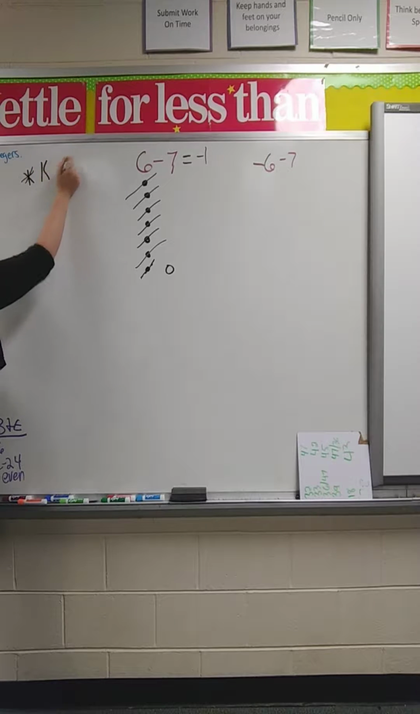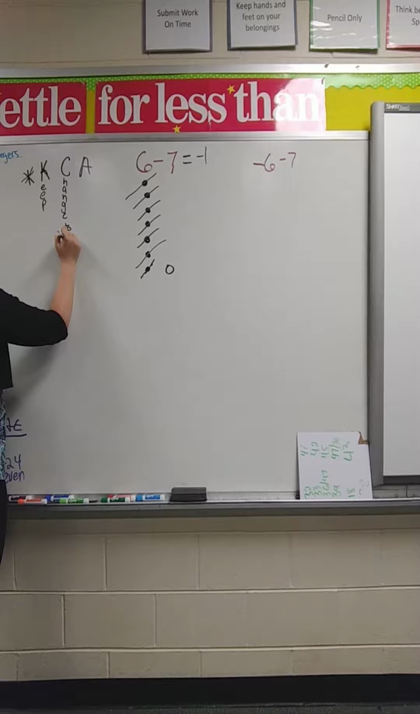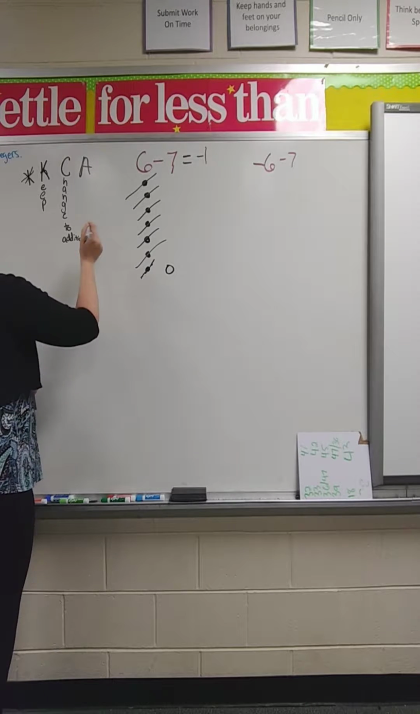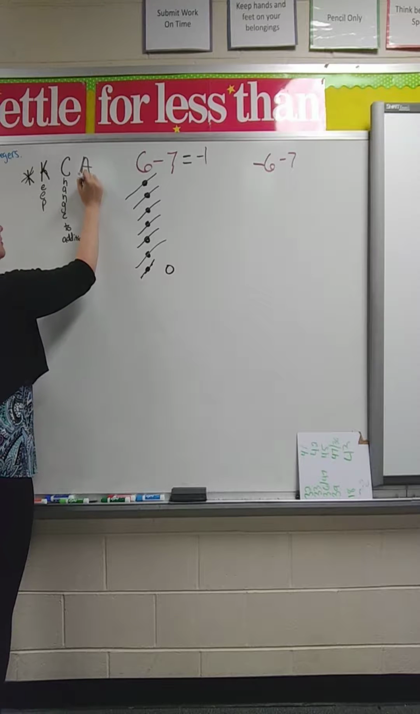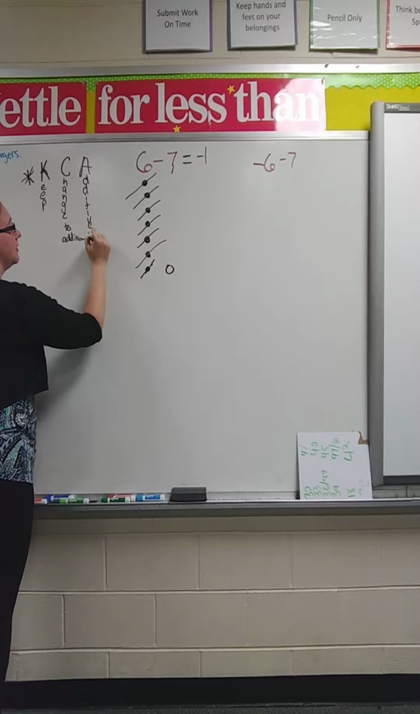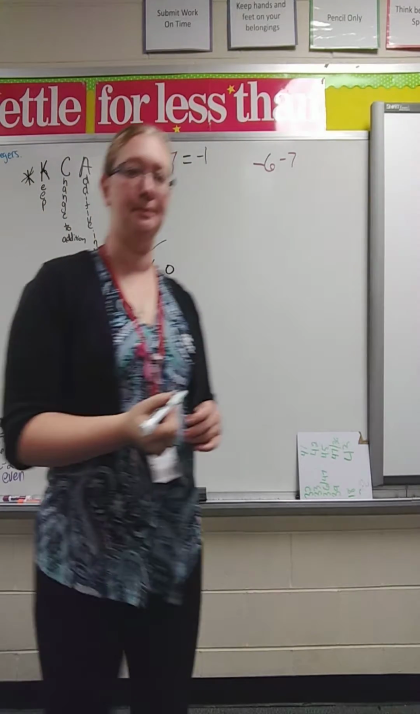We're going to KCA the problem. K stands for keep the first term. We're going to change to addition. And I just realized I started vertical and went horizontal. And we're going to take the additive inverse of the second term.